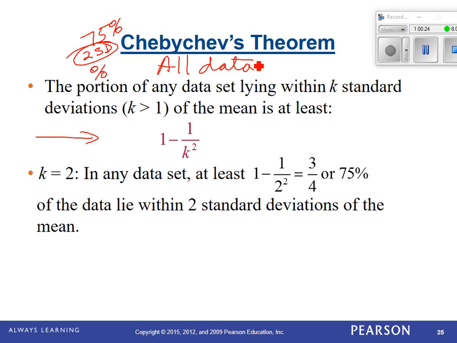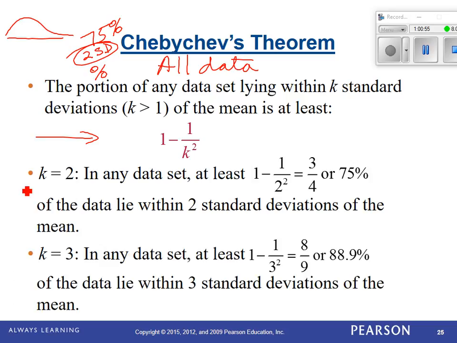The empirical rule only works for data that actually fits the bell curve, right? So this should work for any set of data, even if when you graph it, it looks like this, where it's skewed to the right. This is still supposed to work. 75% of the data should fall within two standard deviations either way. K equals 3, then Chebyshev said that 88.9% is going to fall within three standard deviations. Again, this works for any set of data, not just a bell curve, not just the symmetrical stuff.